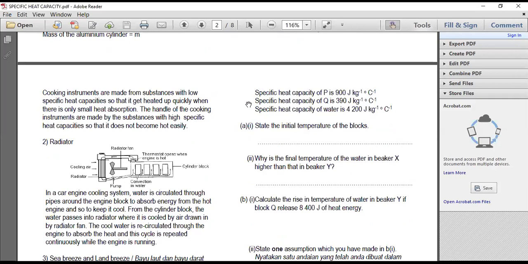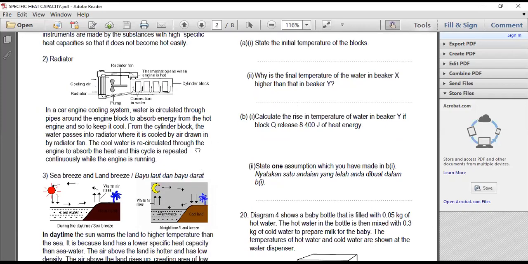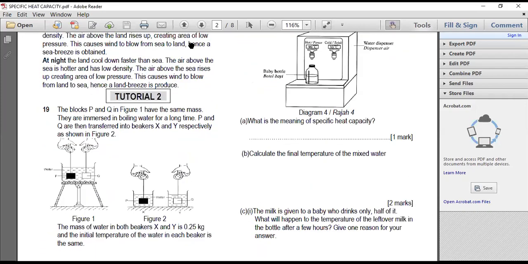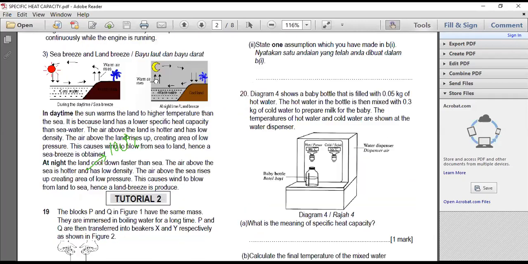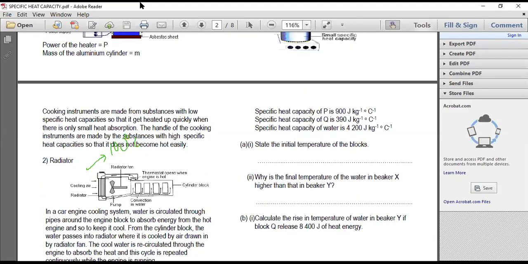The specific heat capacity of P is 900, Q is 390, and the specific heat capacity of water is 4,200. State the initial temperature of the blocks. The blocks are put inside boiling water, and we know that boiling water has a temperature of 100 degrees Celsius. So the two blocks will have the same temperature as the boiling water. That means the answer will be 100 degrees Celsius. Next, why is the final temperature of the water in beaker X higher than beaker Y?